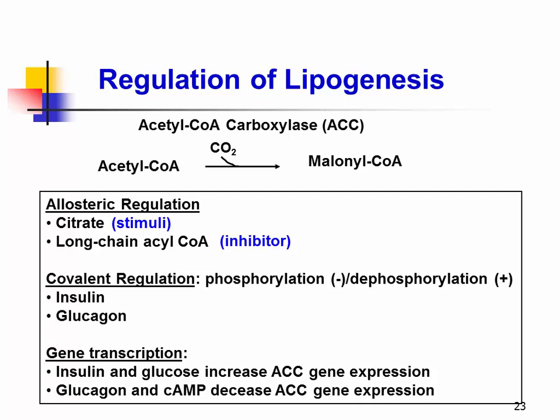And lastly, the gene transcription. Insulin and glucose basically stimulate the gene expression of ACC, right, and glucagon and cyclic AMP decrease ACC.